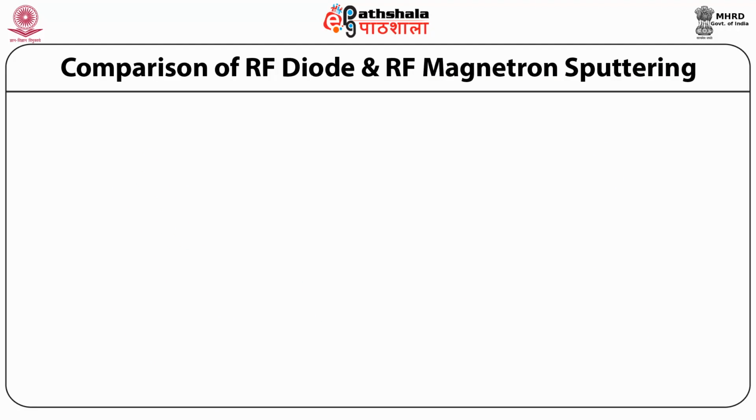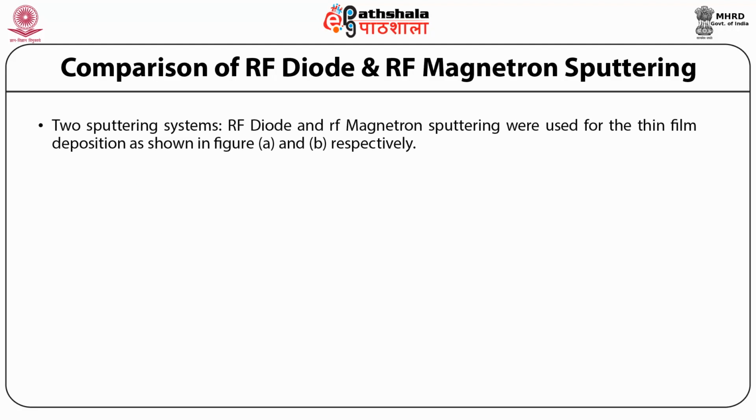Comparison of RF diode and RF magnetron sputtering. Two sputtering systems, the first one is the RF diode and the second one is the RF magnetron sputtering, can be used for the deposition of thin films as shown in figures A and B respectively on the next two slides.